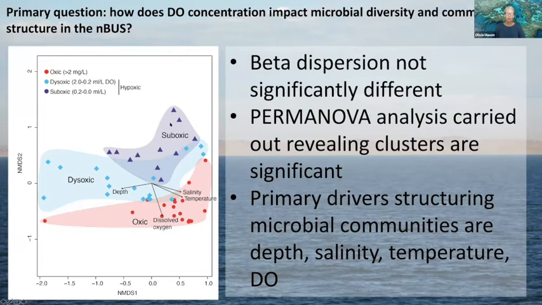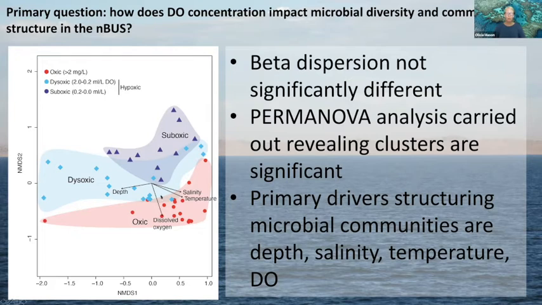All right, so one of the things you want to know is you want to look at the beta dispersion across your samples. If your beta dispersion, your dispersion around the mean, is not significantly different, then you're justified to go on and look to see whether or not your clusters are significant. So I carried out PERMANOVA analysis, and I determined that in fact, these different clusters, so these are suboxic, dysoxic, and oxic, are significantly different. So that means that your clusters are significant. So that is helping you understand that oxygen is certainly one of the primary drivers that's structuring these microbial communities.